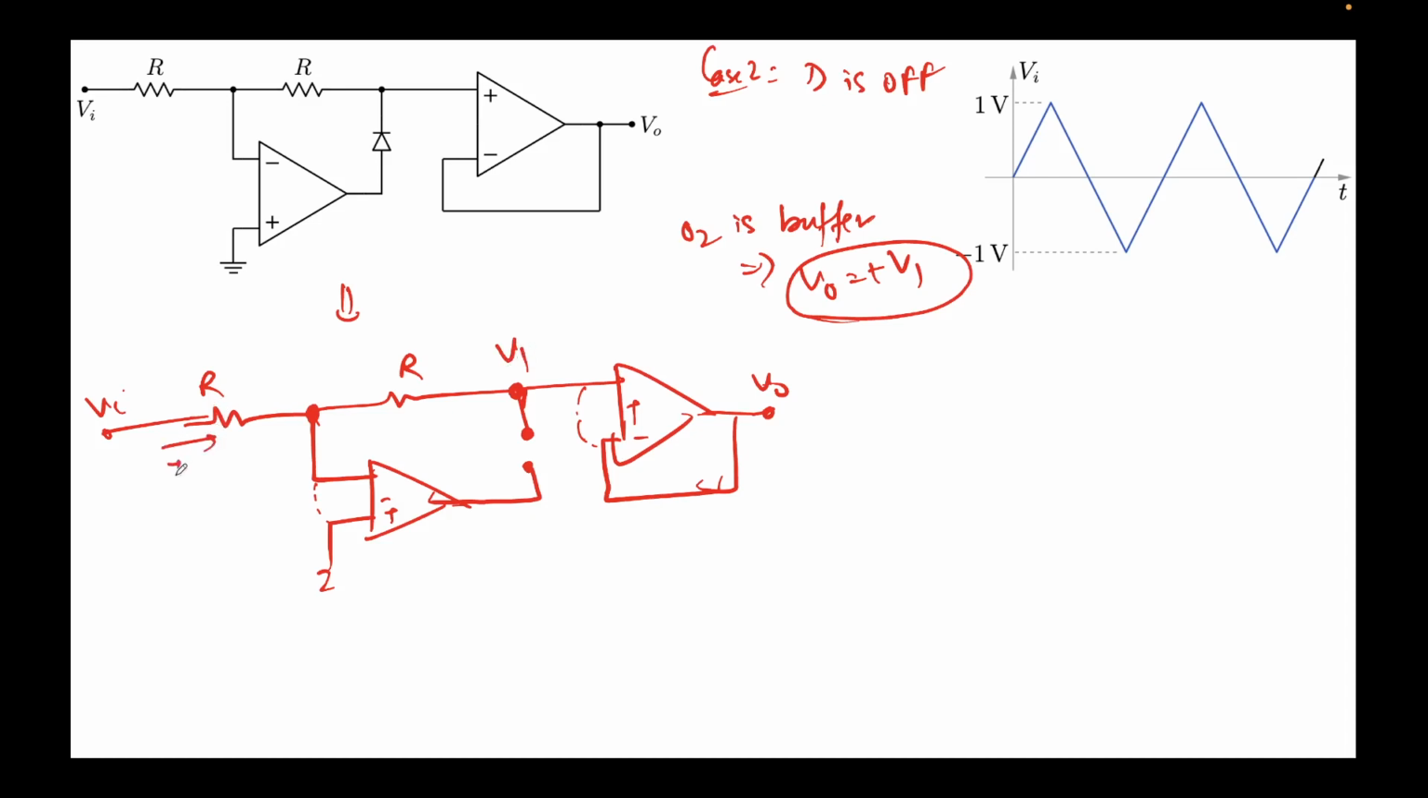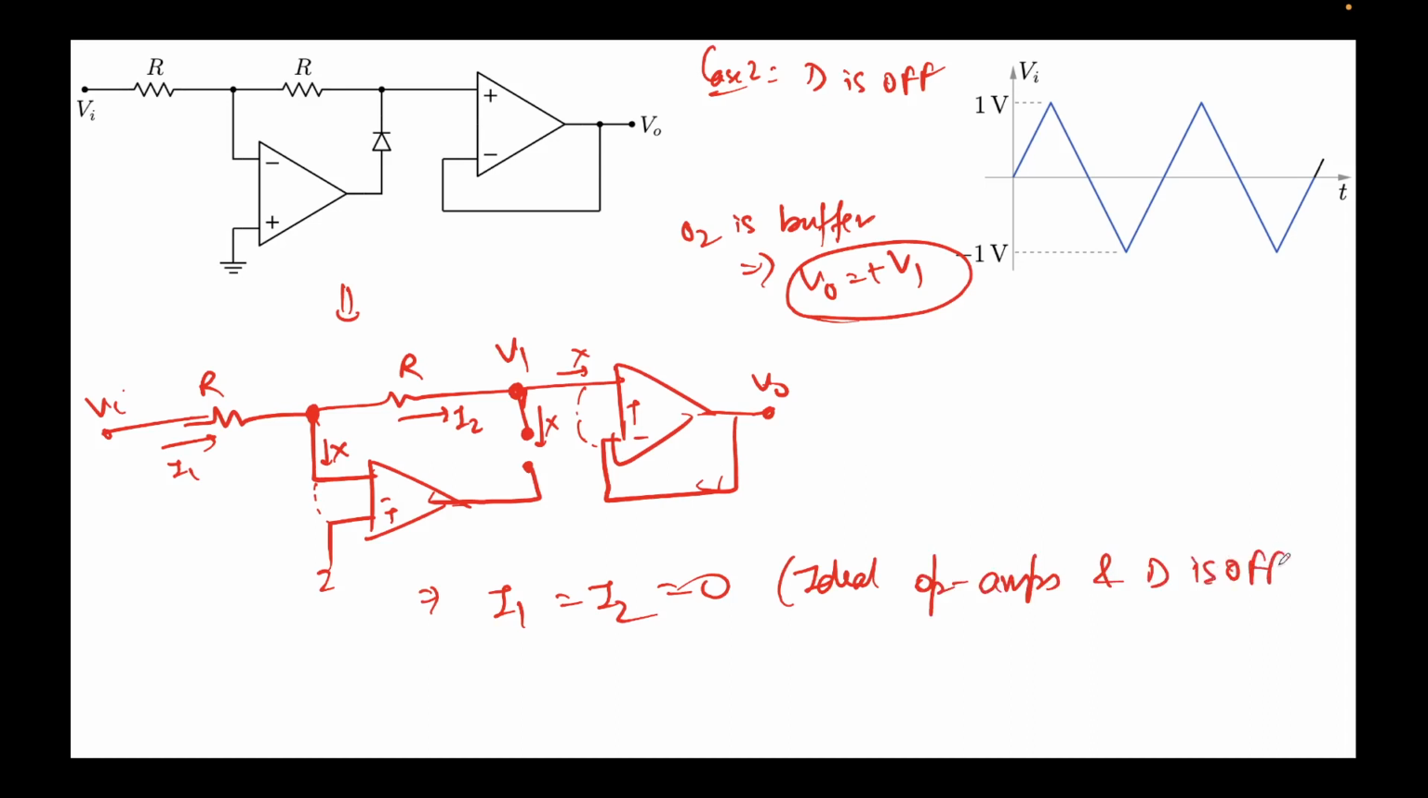Now let's draw the currents. This is I1, this is I2, right? No current can flow here, remember that. So I1 must be equal to I2, right? And again, no current can flow here and no current can flow here. So this implies that I1, which is equal to I2, must be equal to 0. Why? Because we have considered ideal op amps and D is off. Whatever current is coming has to flow here, but this current cannot go in either of the branches. So this means I2 necessarily has to be 0, correct?